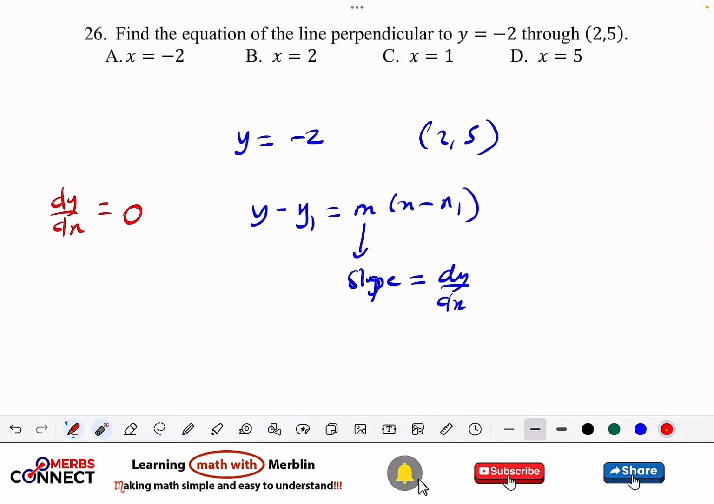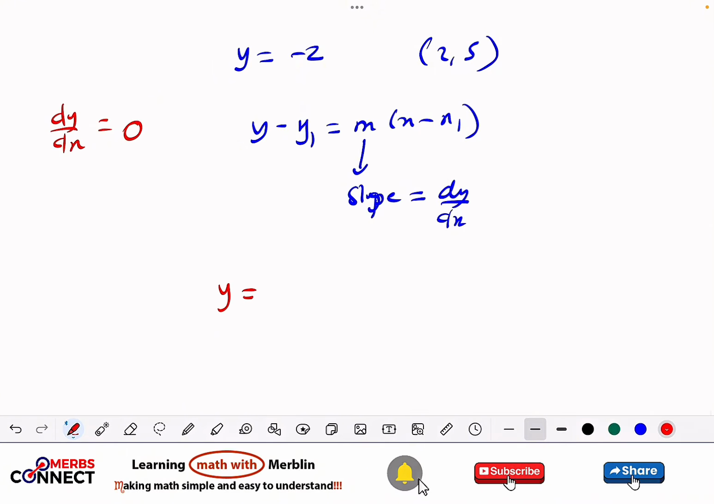Now we have the point x and y, but don't forget, here we are saying that it is perpendicular to this. So since it is perpendicular, it means that we are going to take the negative reciprocal. So the equation of the line is going to be y minus y1 is equal to minus 1 over m times (x minus x1). Good. So here x1 is 2, y1 is 5.